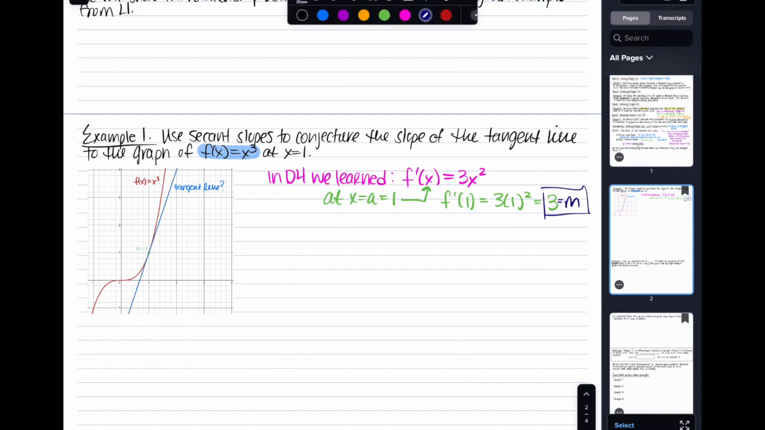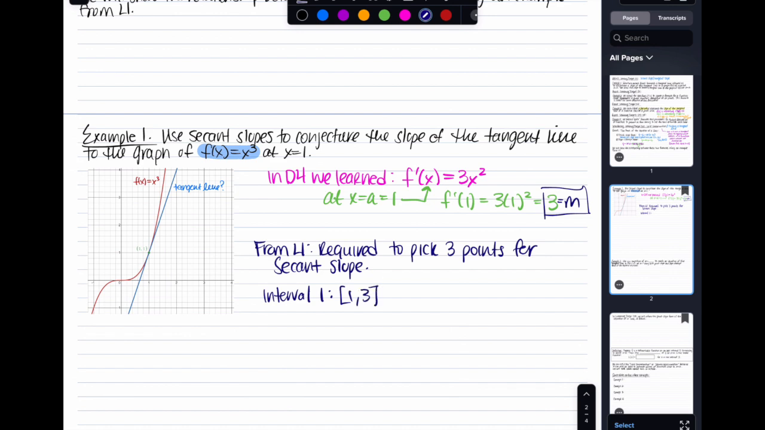But let's go ahead and reproduce the procedure from L1. From L1, you're required to pick 3 points to use for secant slopes. I always say just stick to the right, pick points to the right. I'm going to keep it simple, because that's also what I wrote down in my notes. So I'm going to go all the way out here to 3, and we can't see it on the graph, but the secant line is going to connect the green point with whatever that point is up there. 3 times 3 times 3, 27.